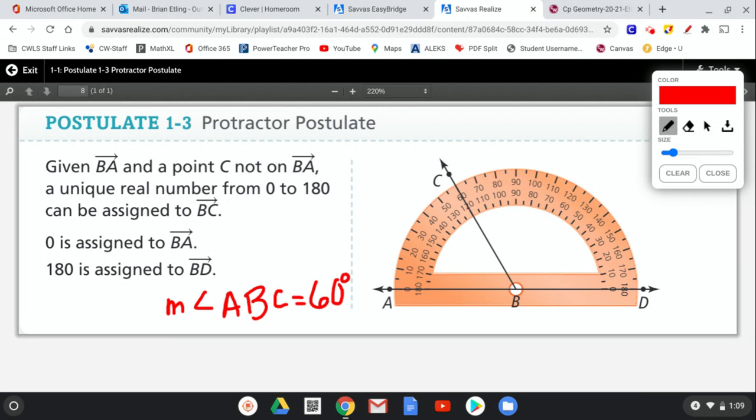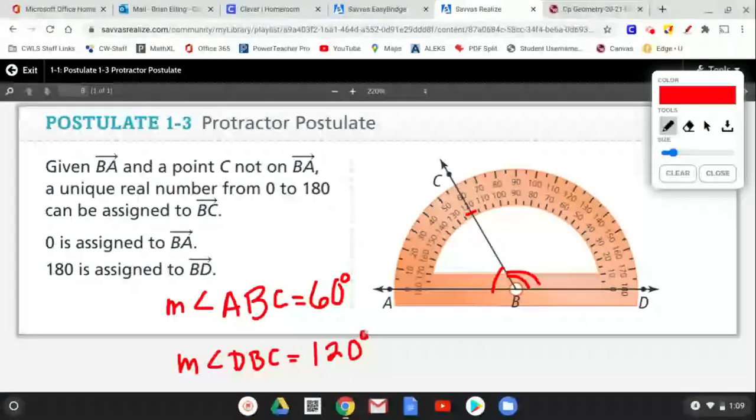So ABC is 60 degrees. And then I'm going to ask you, what's the measure of angle DBC? And again, I can't say angle B because there are multiple angle B's. So I have to use the 3 vertices. So this time it looks like a wide opening, looks like a big angle. So I'm going to go with a bigger number there and say it's 120 degrees.